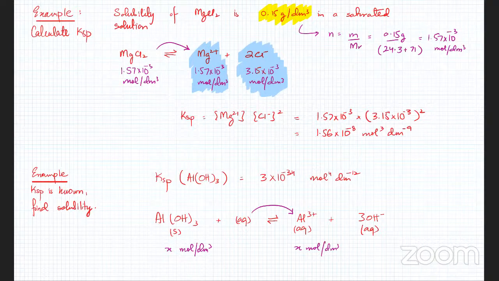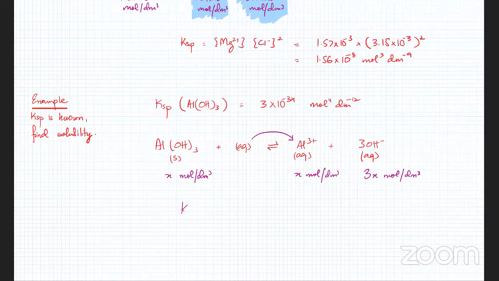And the amount of OH ions, that's going to be 3x mole per dm cube. Clear? 3 OH ions ban rahe. Is that clear? Yes, sir. Yes, sir.